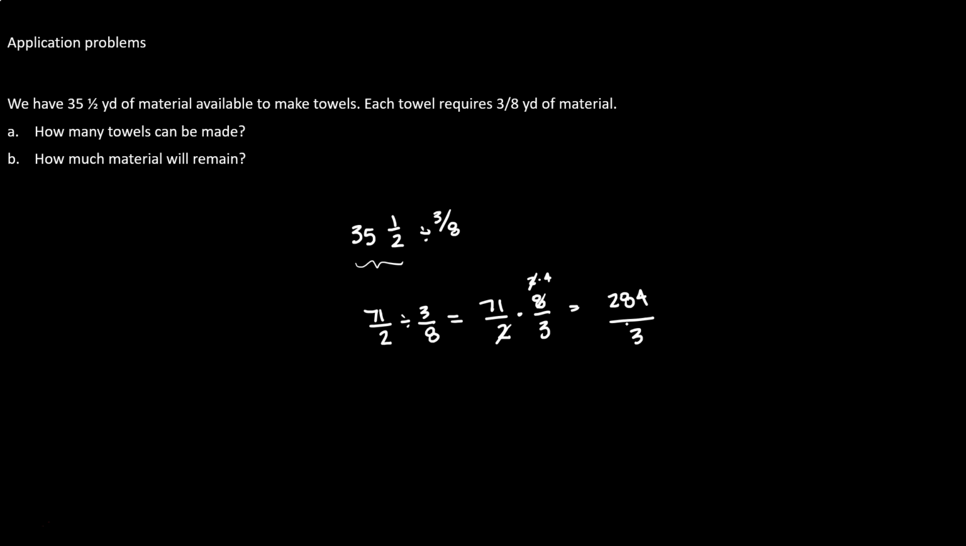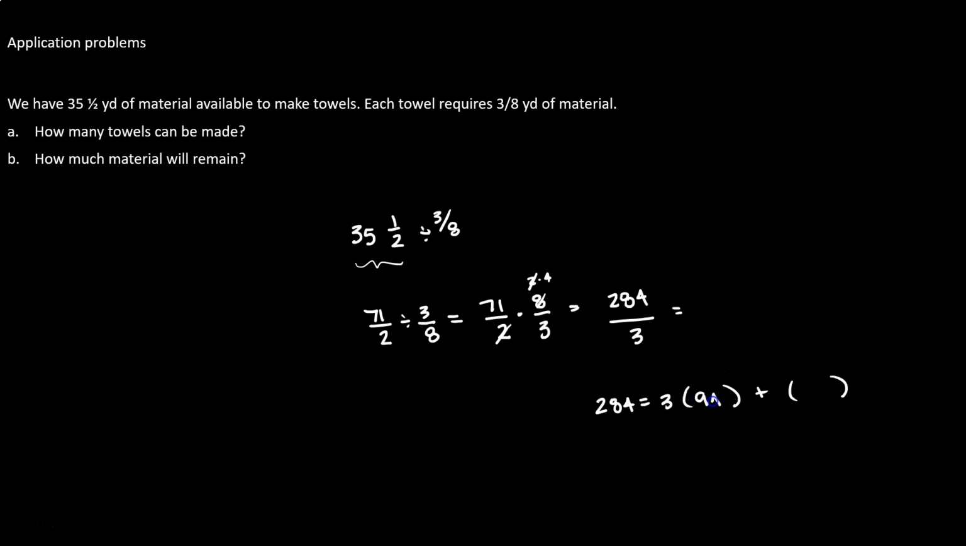Now we can check to see if 284 is divisible by 3, but pretty sure it's not, because 3 didn't fit into 71 and 3 didn't fit into 4. So the best we can do would be turn this into a mixed number rather than an improper fraction. So how many times does 3 fit into 284? We can write it as a division algorithm. 284 is equal to 3 times some number plus some remainder.